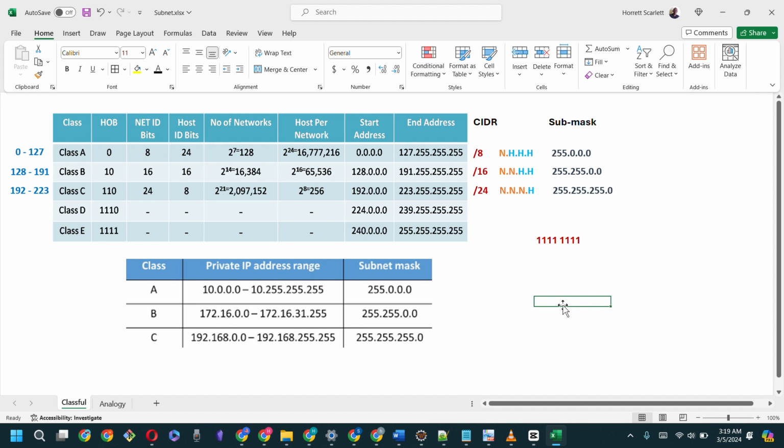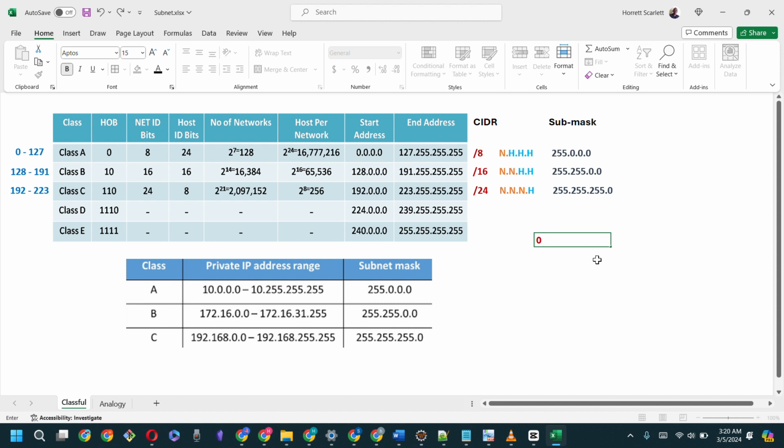Now, there is also the issue of how do we compute the number of networks and how do we compute the number of hosts. And we are going to use the formula 2 to the n, where n represents the number of bits. So for the number of networks for class A, it's going to be 2 to the 7. And you might be asking yourself, why is it 2 to the 7? It's 2 to the 7 because we have already said that for a class A address, the higher order bit must be set to 0.